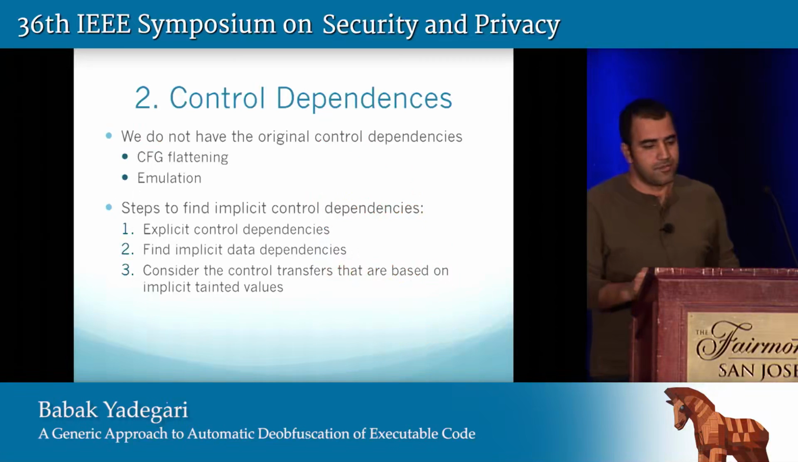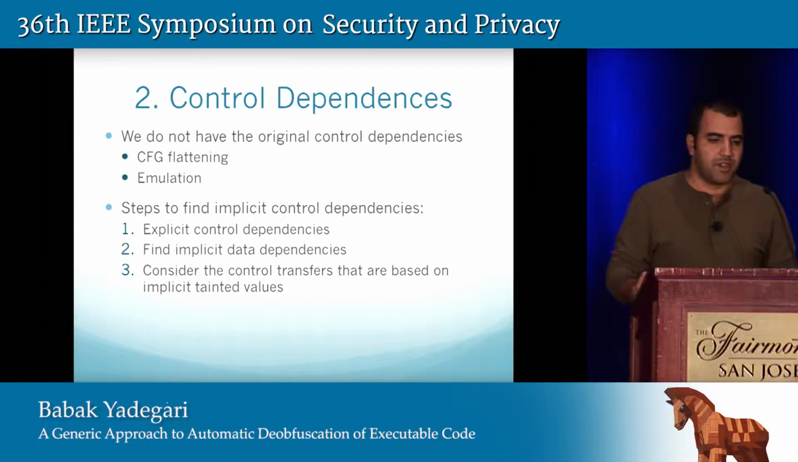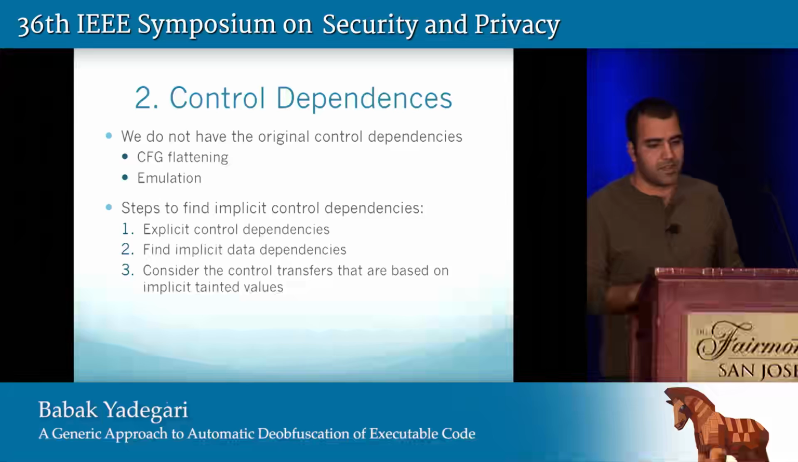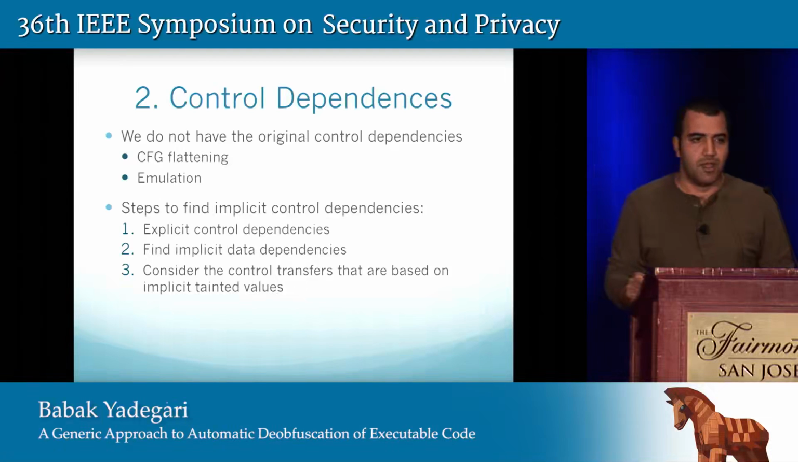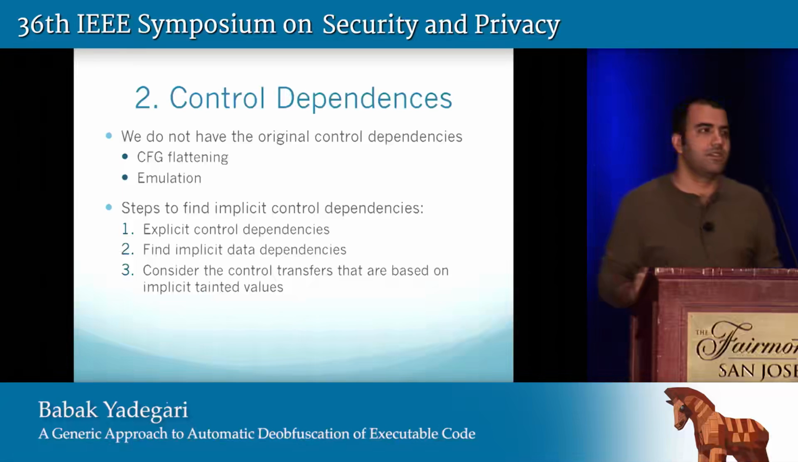well, the code that I showed you here is not an obfuscated one, but finding the control dependencies in obfuscated code might be challenging, especially in obfuscations like CFG flattening or emulations where you don't have the control dependencies that are present in the original program. So we have a notion of implicit control dependencies. These are those control dependencies that are caused by some data dependencies.